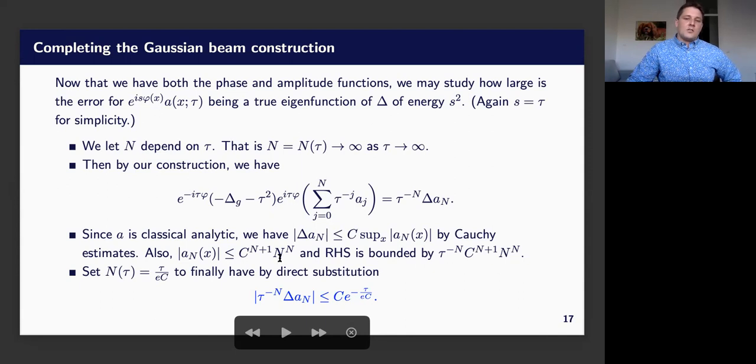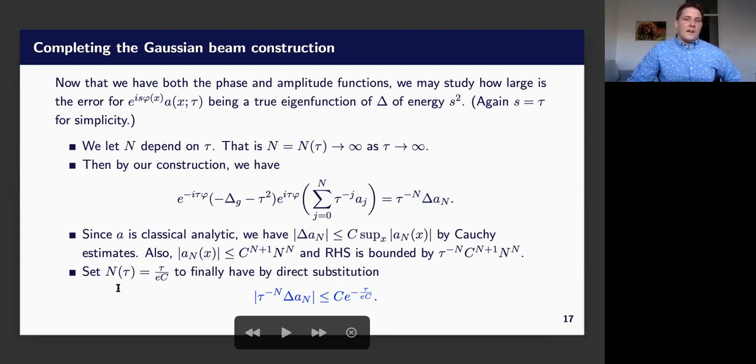And also we have the second condition for the classical analytic symbol, which means that the components a_k have a growth condition, which for a_N means that it's bounded by some constant to the power N plus 1 times N to the power N. So if you plug in these two conditions, you will see that this right-hand side is bounded by tau to the power minus N, C to the power N plus 1, N to the power N.